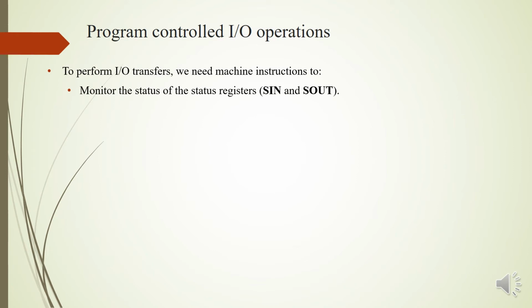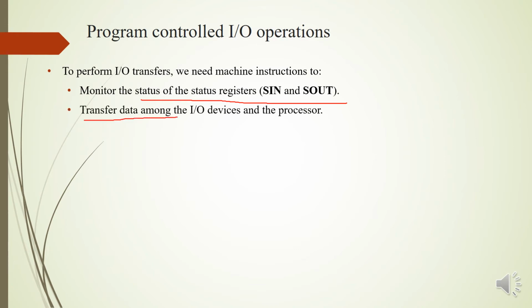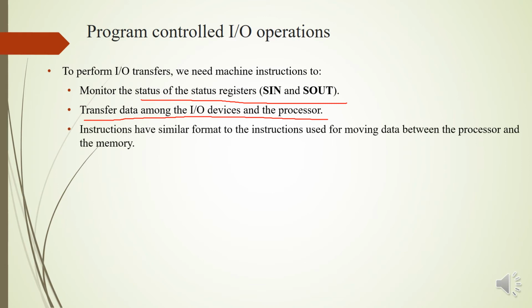Monitor the status of the status register, SIN and SOUT. We need I/O instructions to monitor the status of SIN and SOUT, and to transfer the data among I/O devices and the processor. Instructions have a similar format to that of the instructions used for moving data between the processor and the memory.